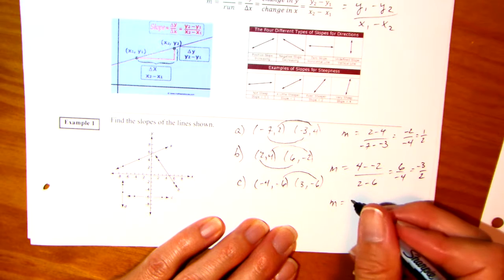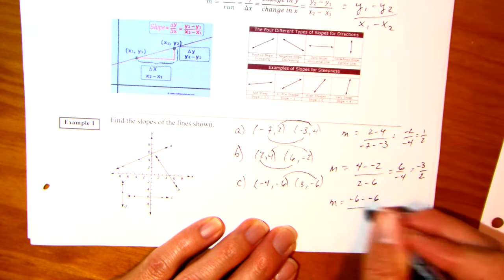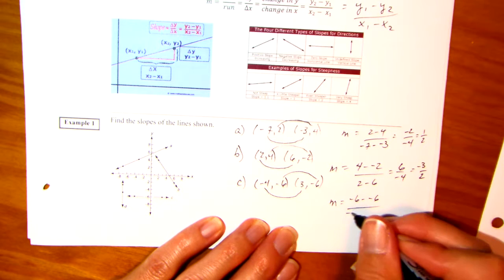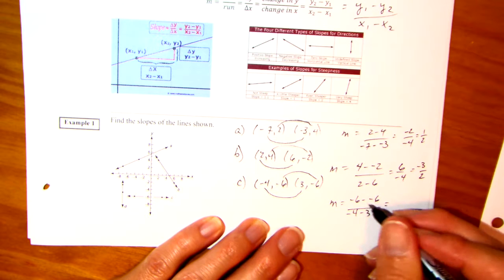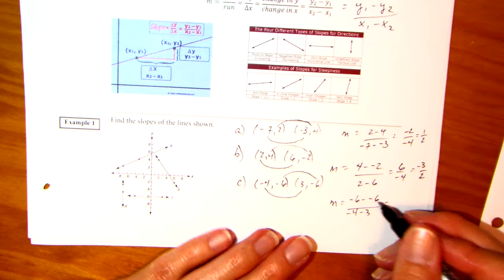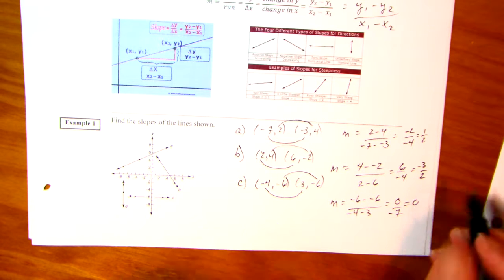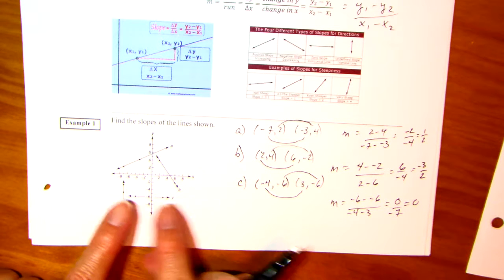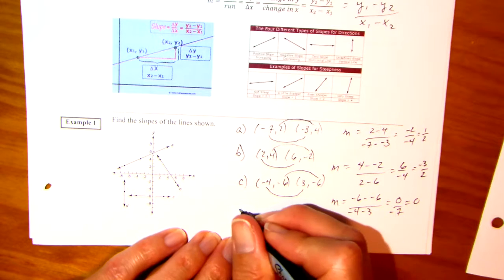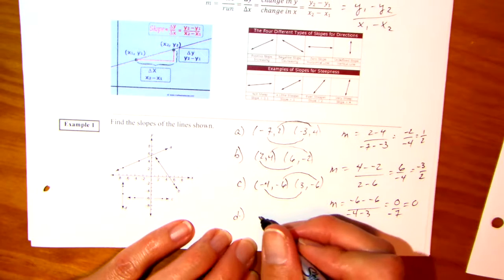Change of y over the change of x. Remember, negative means positive, so -6 plus 6 is going to be 0 over -7, which is still 0. It's a horizontal line. Horizontal lines are 0 slope. And last but not least, you should know the answer for D.